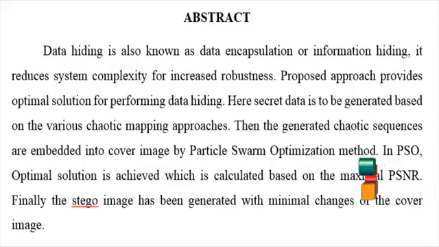Here, secret data is to be generated based on various chaotic mapping approaches. Then the generated chaotic sequences are embedded into cover images by the particle swarm optimization method. In PSO, the optimal solution is achieved, which is calculated based on the maximal PSNR. Finally, the stego image is generated with minimal changes to the cover image.